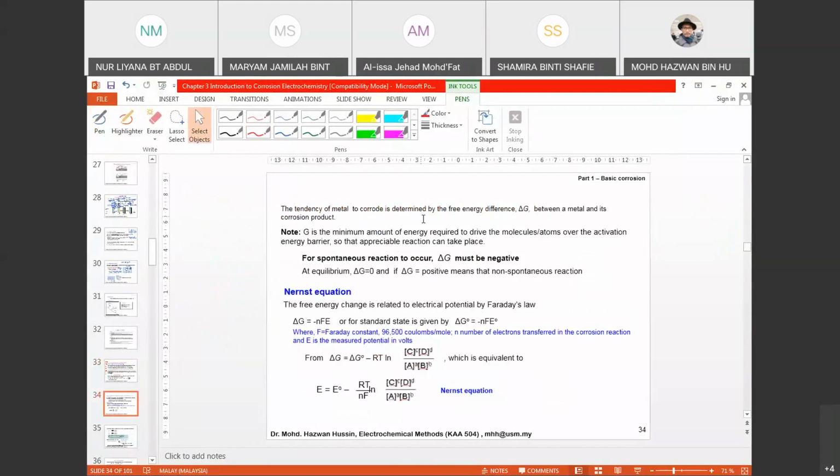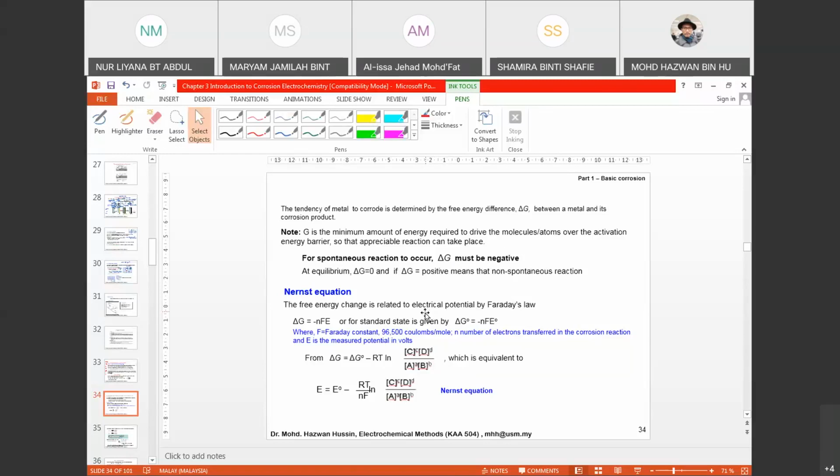The tendency of a metal to corrode is determined by the free energy difference between the metal and its corrosion product. Note that delta G is the minimum amount of energy required to drive the molecules or the atoms over the activation energy barrier so that an appreciable reaction can take place. Of course, this is known to you that for a spontaneous process, delta G must be negative. So whenever you see delta G is negative, immediately you know that when you put the reactant, it will immediately form a product. Then this process is known to be spontaneous.